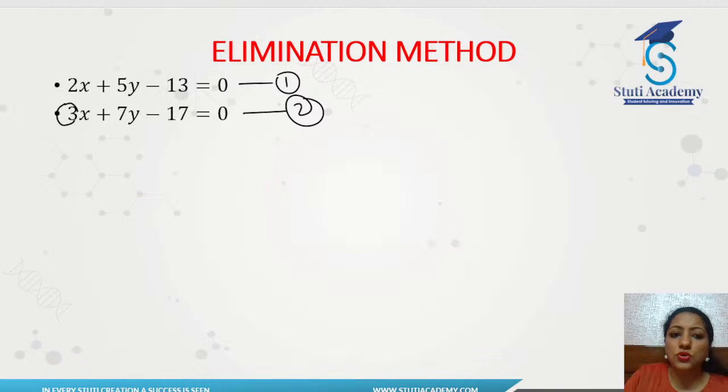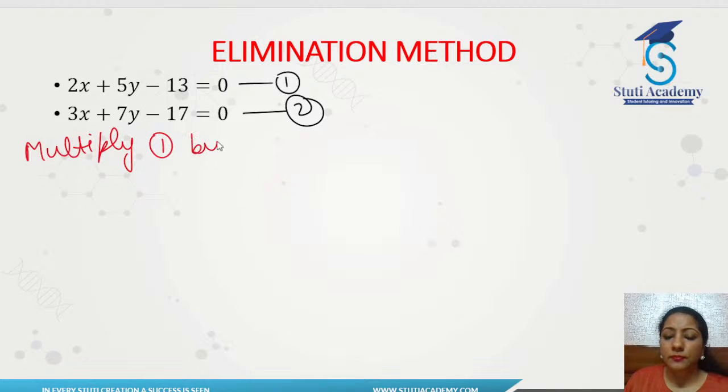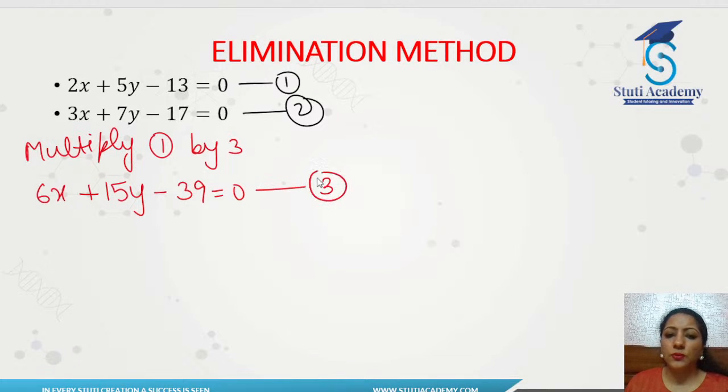So, since I want to eliminate x here, I'm going to make the coefficients of x same. So, I'll multiply the first equation by 3. This entire equation I'll multiply by 3. So, I'll get here 6x plus 15y minus 39 is equal to 0. Please notice you have to multiply the entire equation, all the terms by 3. Now, this is another equation, equation 3. And now, I'll be dealing with this.